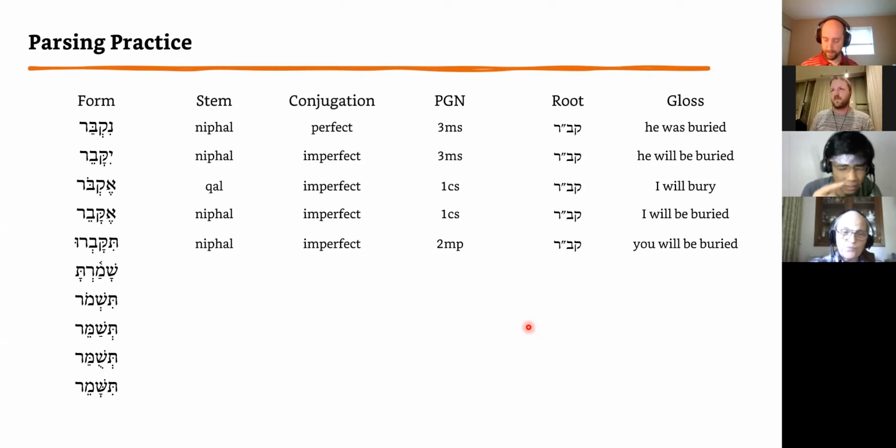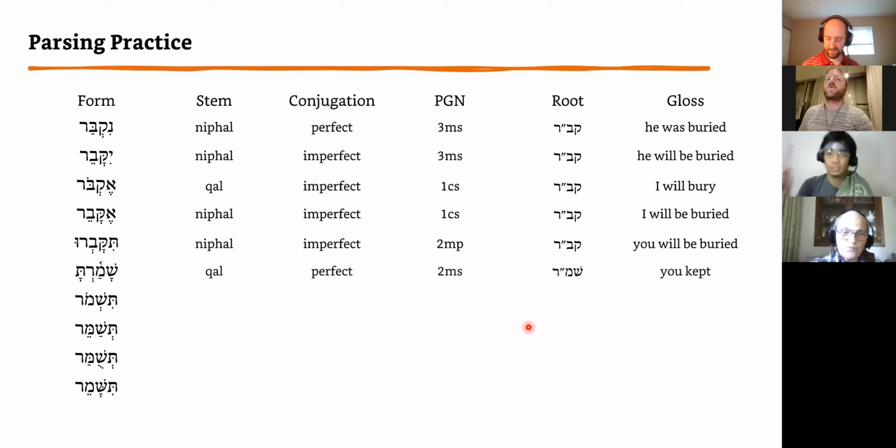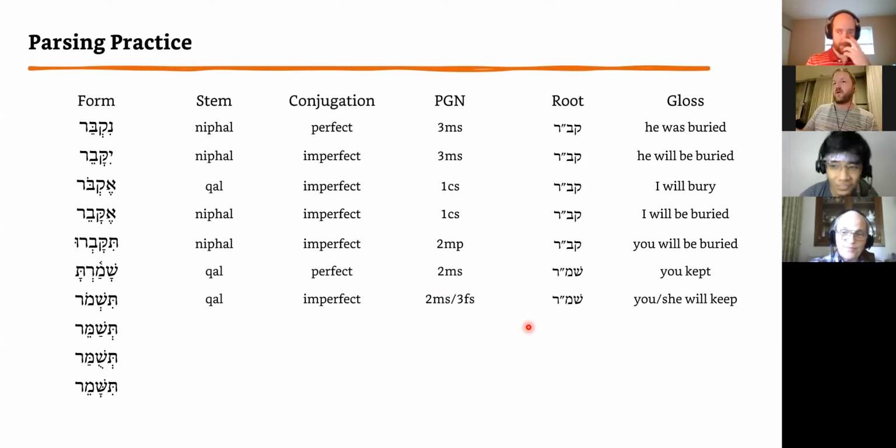You kept. Great. John, I don't want to give you this one because it's too simple. It's also kal, and it's imperfect, second masculine singular, meaning you will keep, okay? Or it could be third, of course, third feminine singular. I'll give you the next one. How about that one, John?